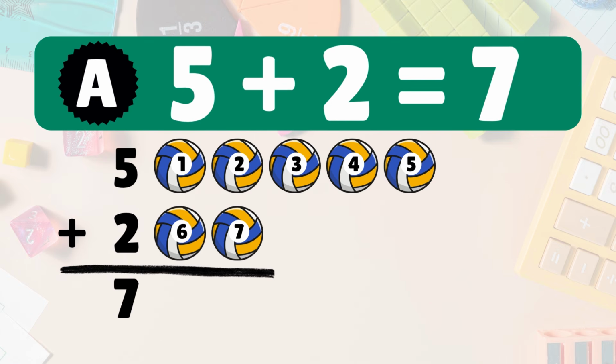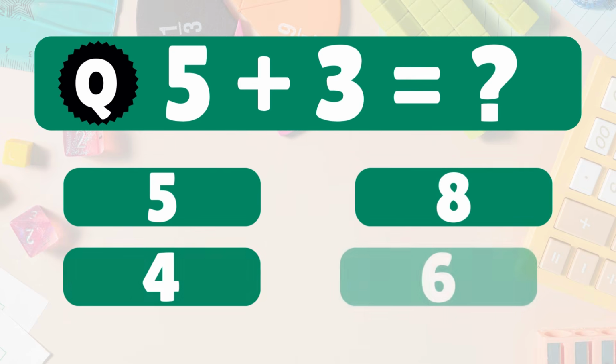5 plus 2 equals 7. Let's count together. 1, 2, 3, 4, 5, 6, 7. 5 plus 2 equals 7. You're doing awesome. Next 5 plus 3 equals?